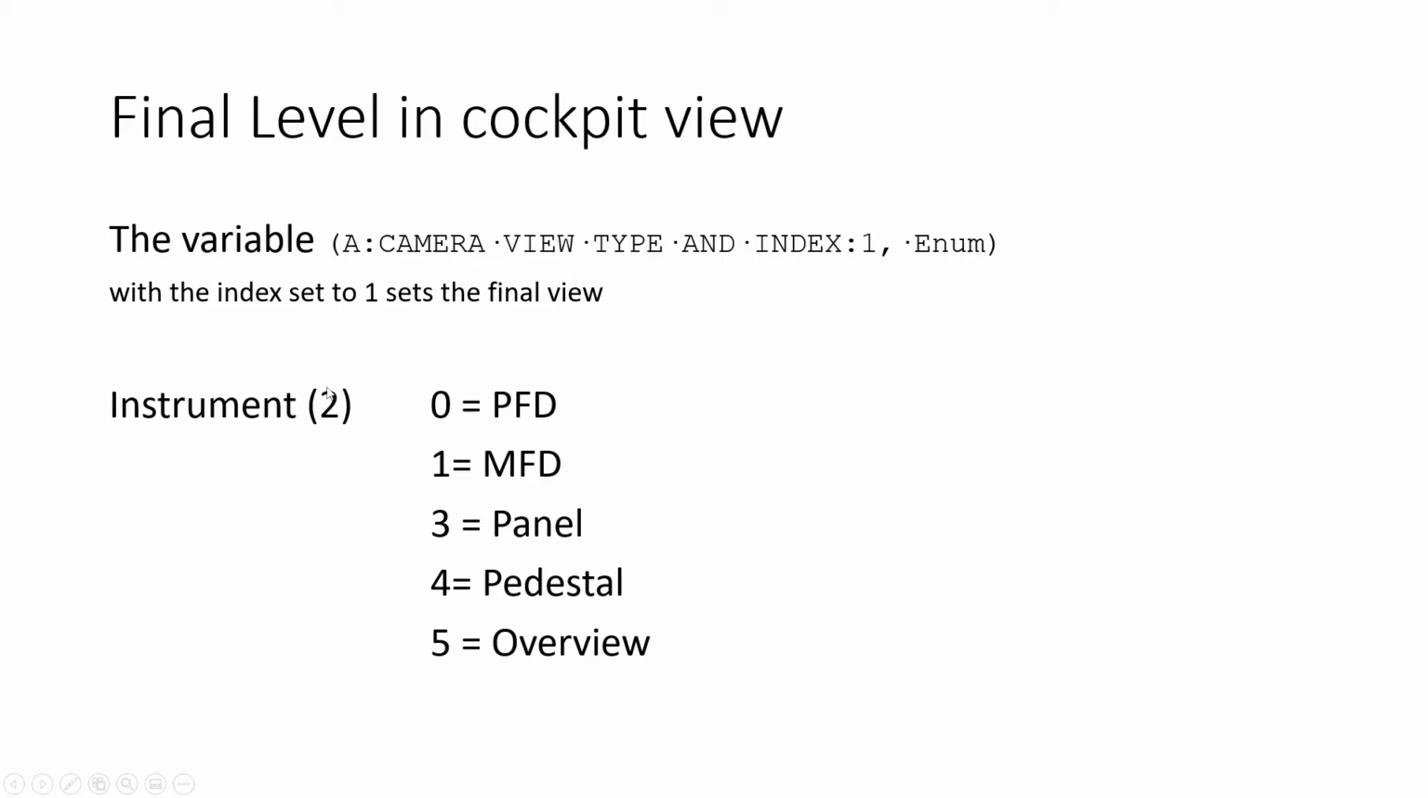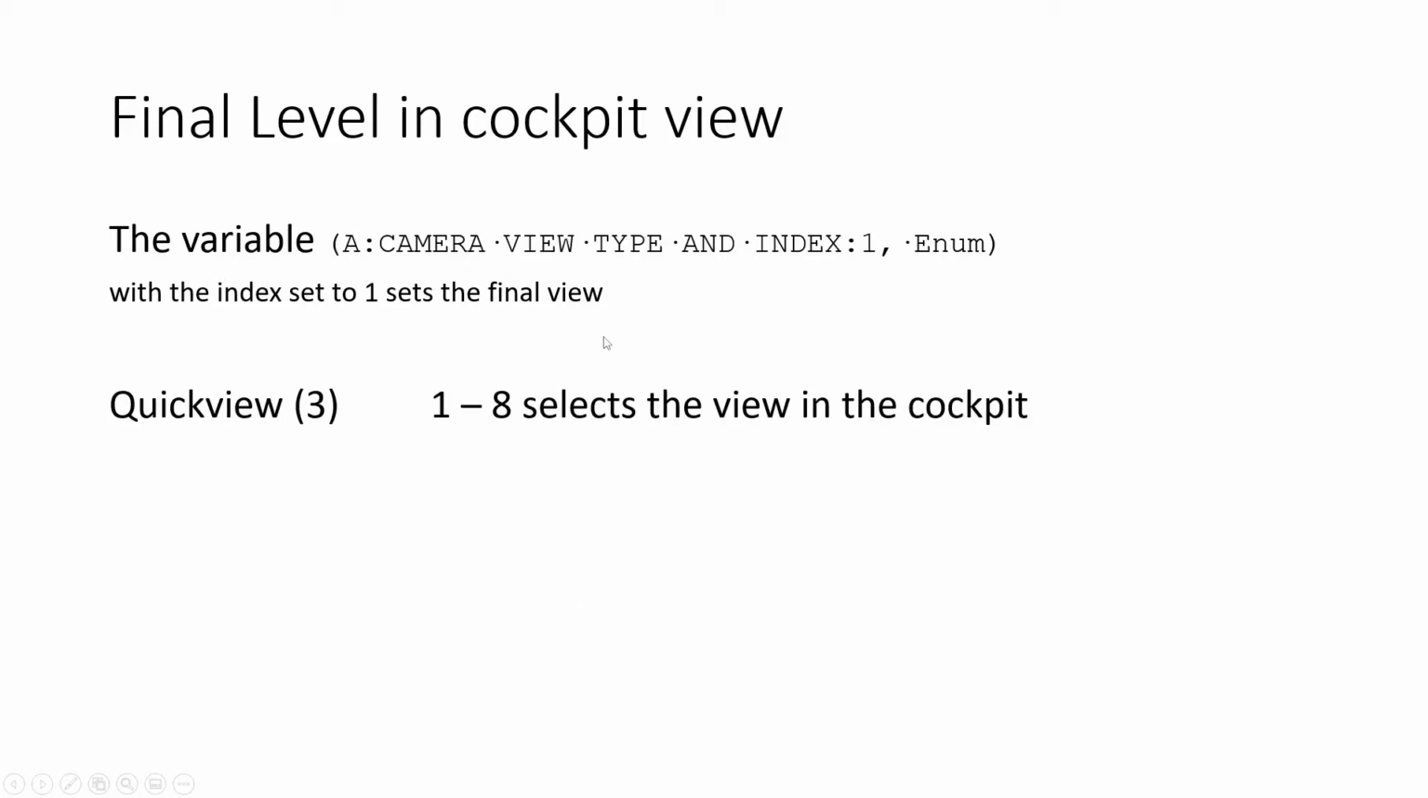Or if we set the index 0 and use 2, we're looking at the instrument view, and then change the index to 1, we can change which actual instrument we want to look at, and there are 5 different views. Well, certainly on the C172 there are 5 views that we can look at. And just for completeness, the last one, index 0 set to 3 takes us to quick view, index 1 lets us select one of the 8 different cameras that are in that view. So that's what we want to do.